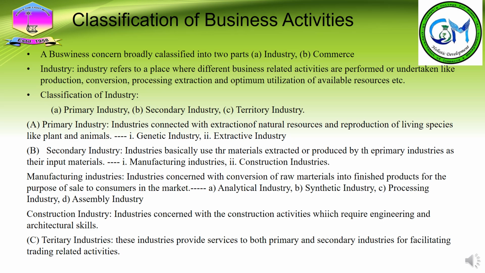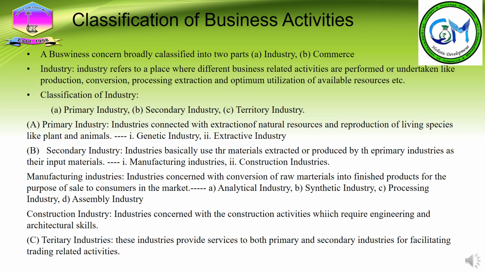Secondary industry basically uses the materials extracted or produced by the primary industries as its input materials. For example, all the agricultural products are extracted from the primary industry, packed in a very nice manner, and sold on. With that they will make FMCG products, snacks, etc. Everything under food processing comes under the secondary industry.